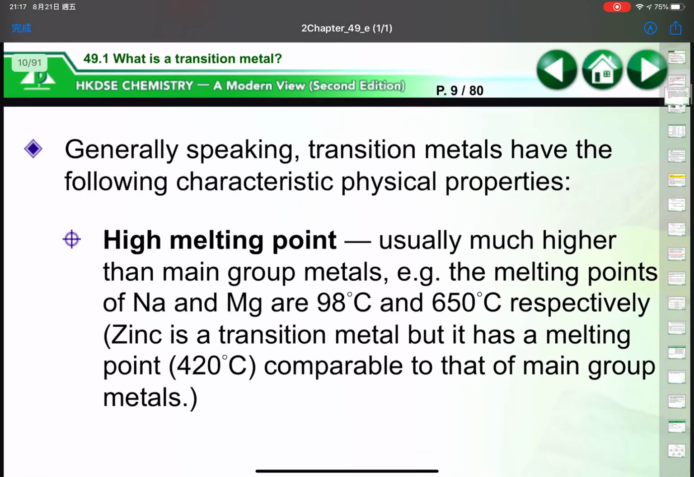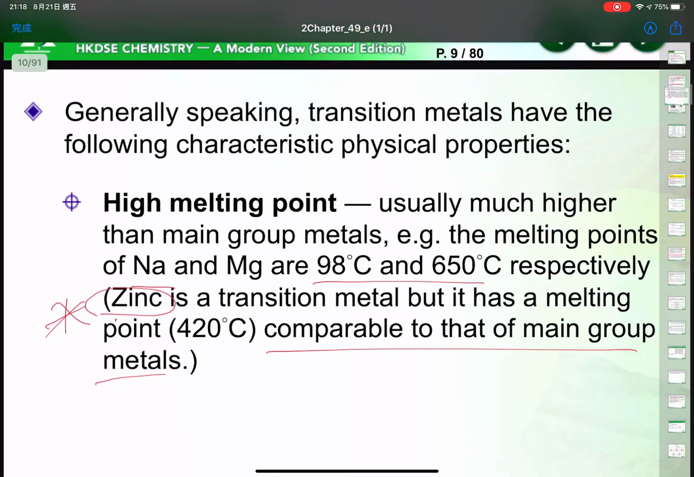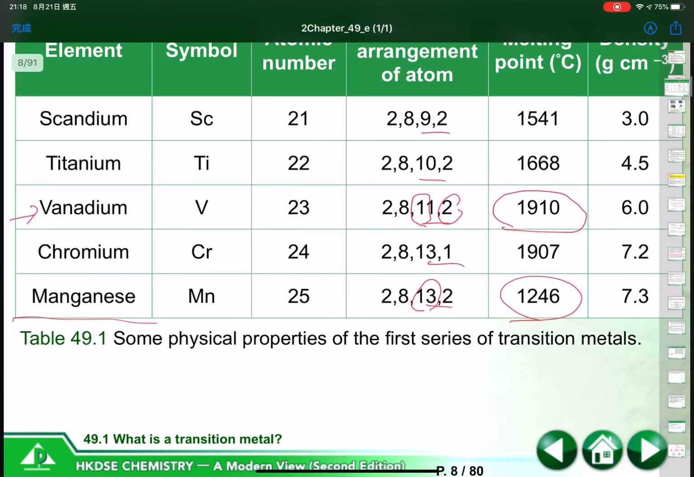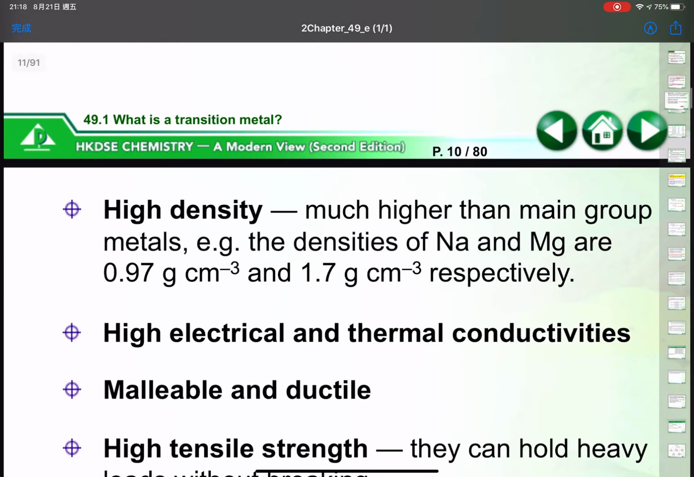Okay. Generally speaking, transition metals have high melting points, very high, higher than the main group. You can see magnesium and sodium are below 1000 degrees Celsius. Zinc is a transition metal, but it has a lower melting point, comparable to the main group. Zinc is very special; it does not have that high a melting point even though it is a transition metal. From the table, zinc has the lowest melting point compared with the other transition elements.